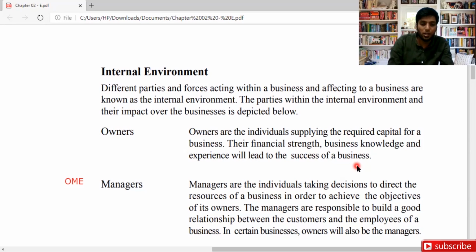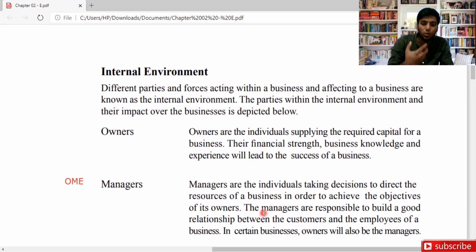If you take a big company, it doesn't go with owner, it starts with shareholders, then you have directors, then you have managers, then you have employees. So the hierarchical structure might be different when it comes to a big company and a small company. It differs. Most small companies will always have owners, managers, and employees.